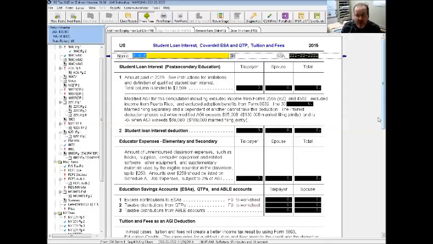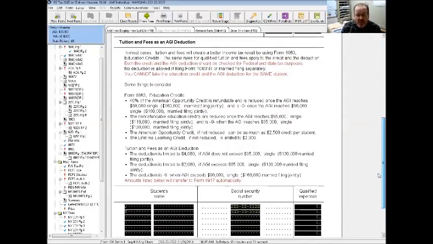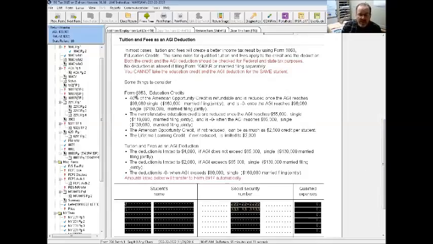All right, tuition and fees is down below. However, with tuition and fees, there are some things to consider. It almost has you think that if you have an undergraduate student, the education credit, especially the American Opportunity Credit, is a much better choice. Because it says here, in most cases, tuition and fees will create a better income tax result by using Form 8863. It knows we have a refundable and non-refundable credit, or a lifetime learning credit. However, if you have somebody that's a part-time student and a graduate student, okay, then you may be able to do the tuition and fees, okay?